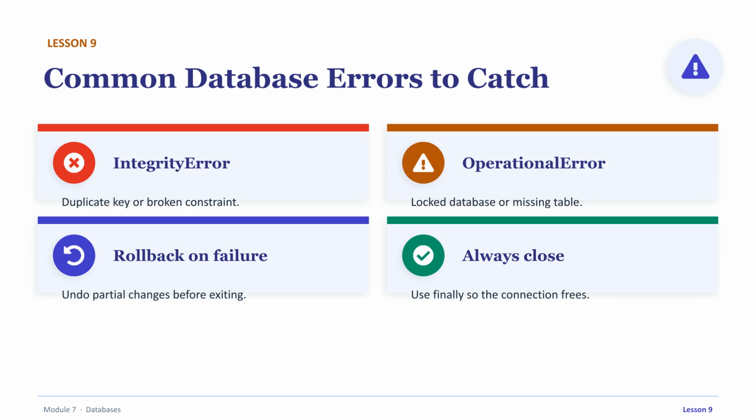Some errors you'll want to catch by name. An integrity error means a duplicate key or broken constraint. An operational error might mean a locked database or a missing table. Whatever the cause, roll back partial changes and always close your connection in a finally block.